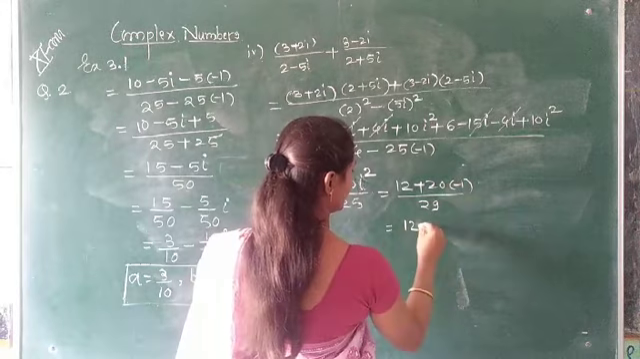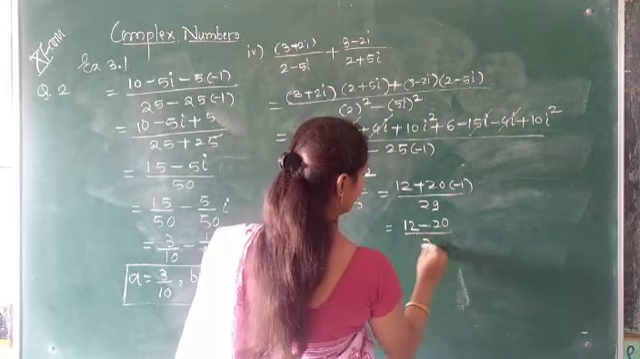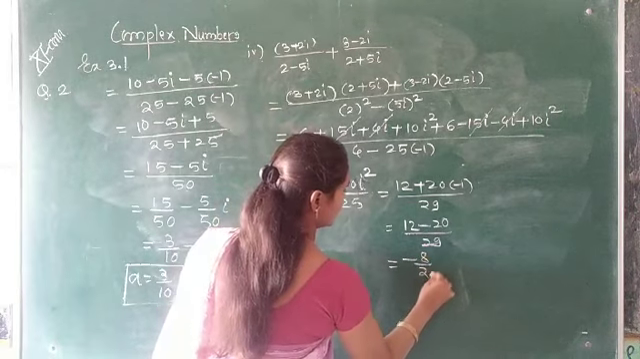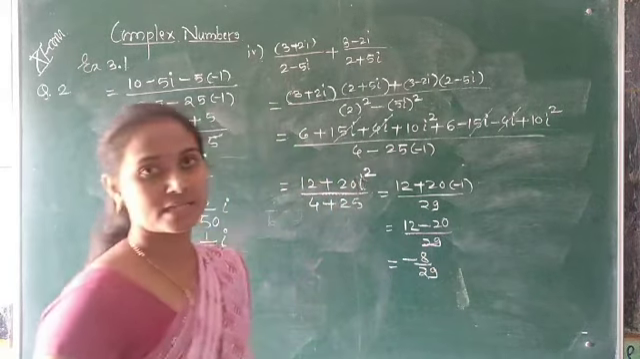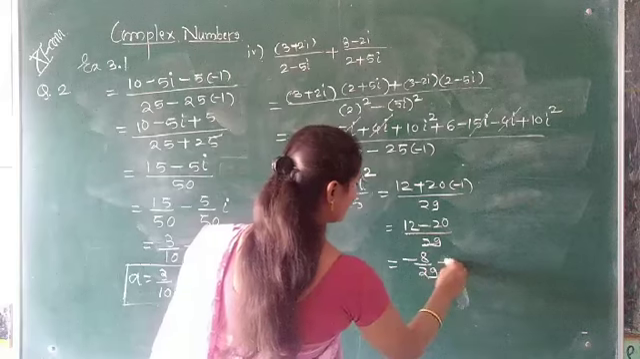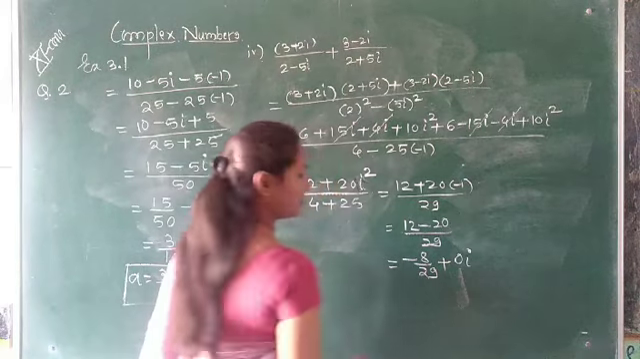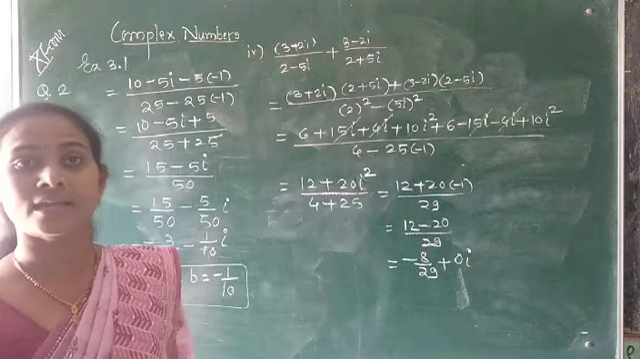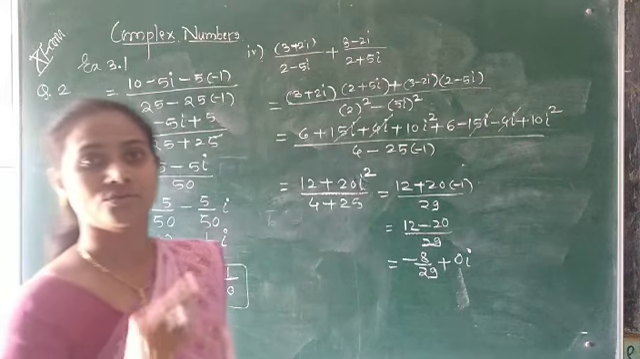12 minus 20 upon 29. 12 minus 20, minus 8 upon 29. Here the imaginary part is 0. So write this in the form of minus 8 upon 29 plus 0i. When your complex number is purely real, then the imaginary part will be 0.